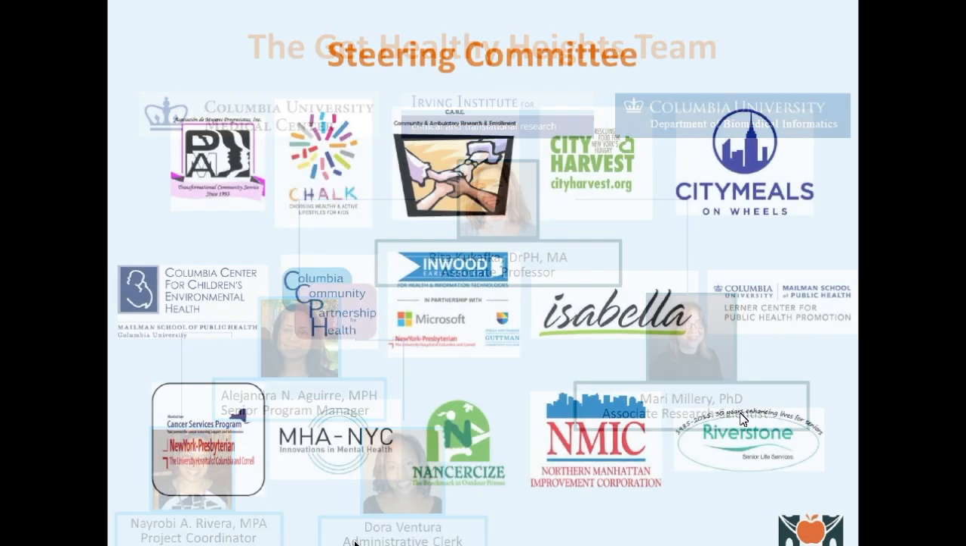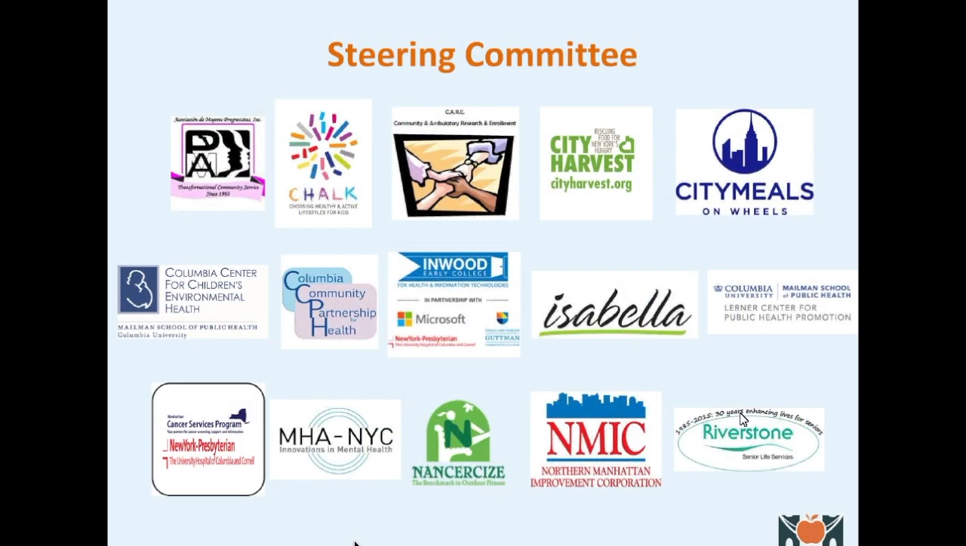The Get Healthy Heights Steering Committee is an important collaborator. The Steering Committee currently consists of 15 organizations and programs that serve Washington Heights and Inwood. You can see there are a range of groups involved in the Get Healthy Heights Steering Committee. All organizational members have partner organization or interest group pages on Get Healthy Heights. The steering committee is interested in having new partner organizations join.